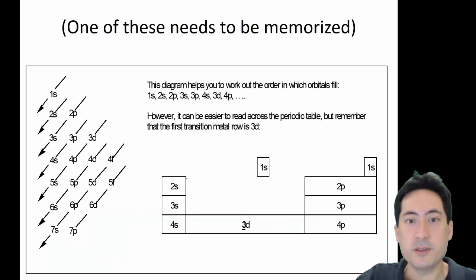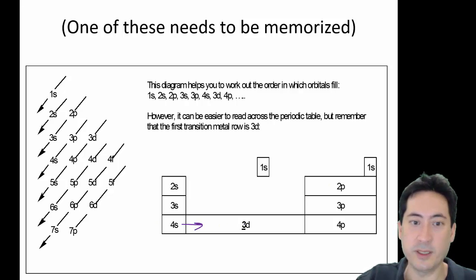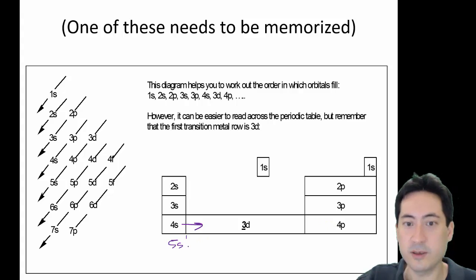So as we said before, you can use the periodic table to work out what the electron configuration is. The only trick is you need to realize that when you go from this 4s, you're not going to a 4d but a 3d. And as you go from the 4p to the 5s, again, you're not going from the 3d, but you're going to the 4d.